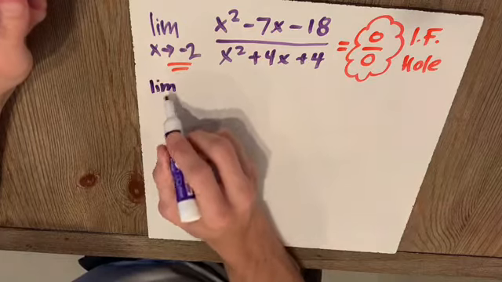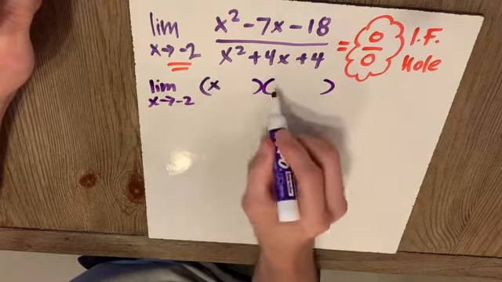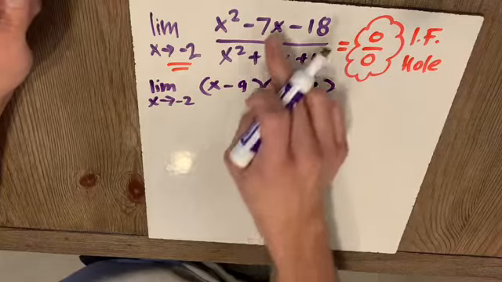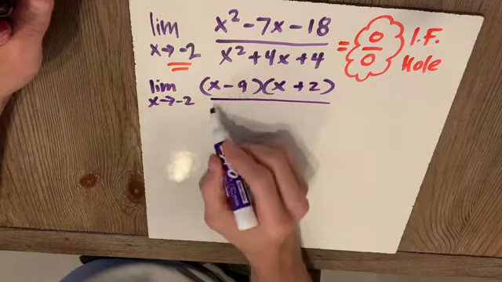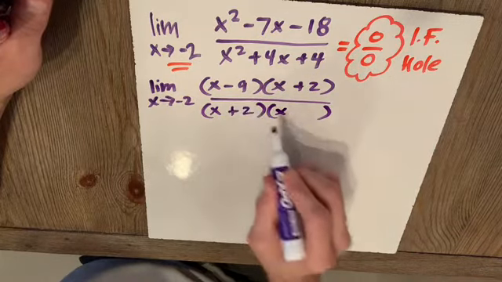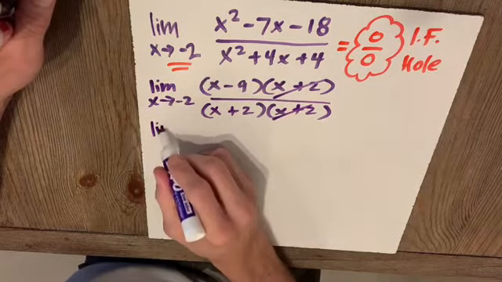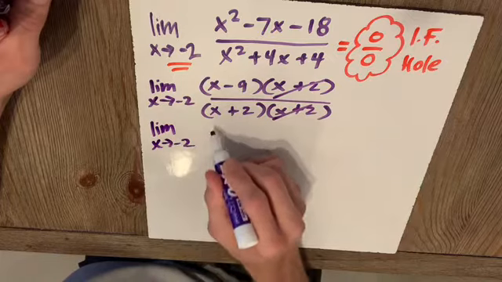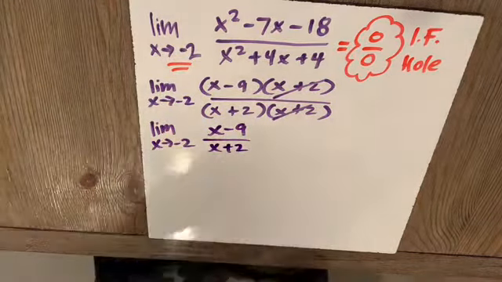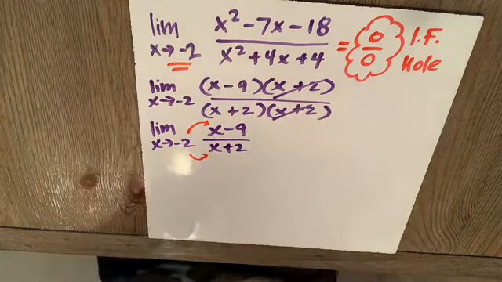So I'm going to have limit x approaches negative 2 of, if I factor this numerator, I have x and x, factors of 18, negative 9, plus 2 that add up to negative 7x. And in the denominator, hopefully something will cancel, x, and I'm going to go plus 2 and plus 2. Nice. Something did cancel. So my surviving function is limit x approaches negative 2 of x minus 9 over x plus 2.